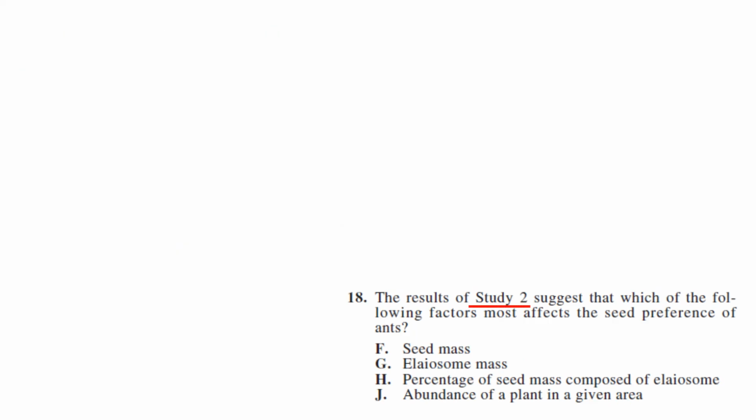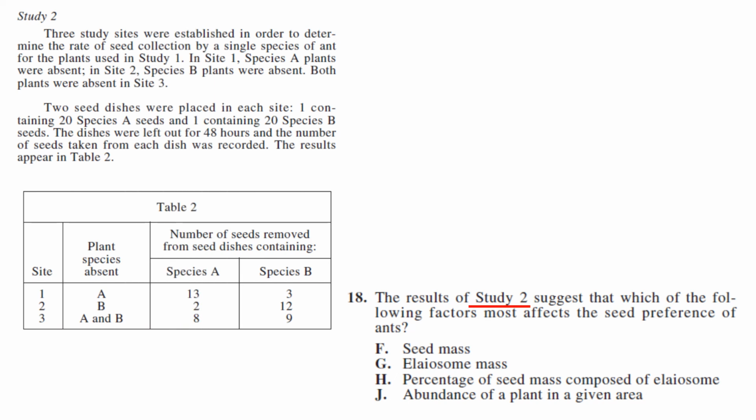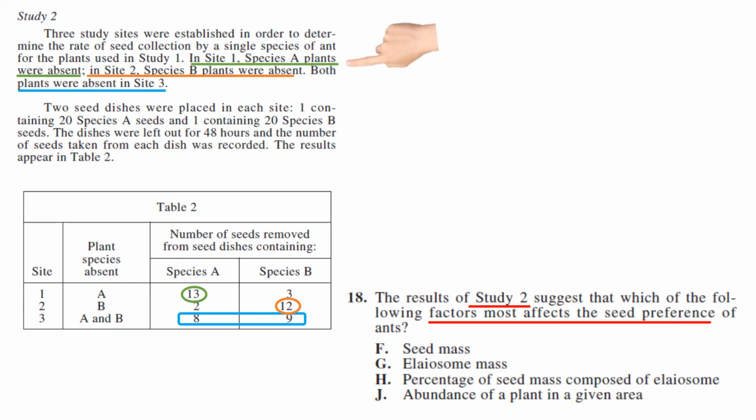Number 18, the results of study 2 suggest which of the following factors most affects the seed preference of ants. If we look at table 2, we can see the seed preference based on the site. So in site 1, they prefer species A, in site 2, they prefer species B, and in site 3, they're about equal. So what's the difference in those sites? Well, we see up above in that first paragraph, species A plants were absent, and they preferred species A seeds. Species B plants were absent, they prefer species B seeds. Both plants were absent, about equal. So which one talks about the absence of plants? Well, choice J does, the abundance of a plant, right? The abundance of one, the absence of the other. So your answer is J.